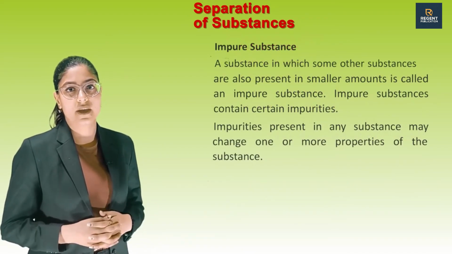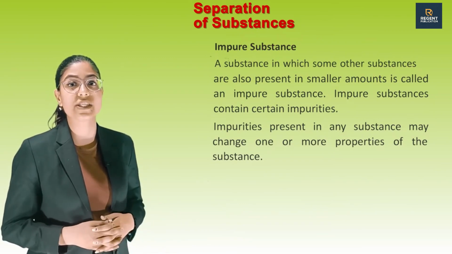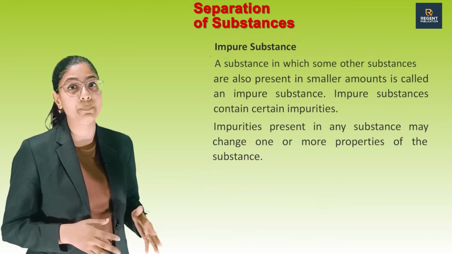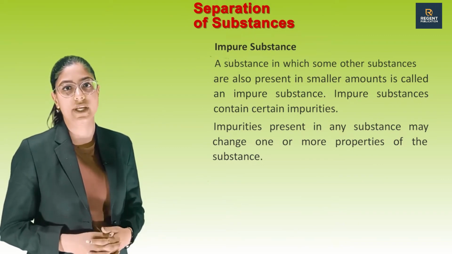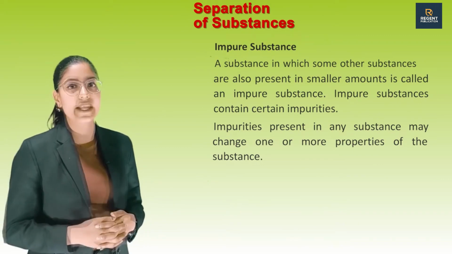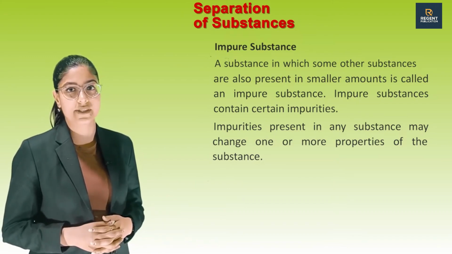Impure substance. A substance in which some other substances are also present in smaller amounts is called an impure substance. Impure substances contain certain impurities. Impurities present in any substance may change one or more properties of the substance.